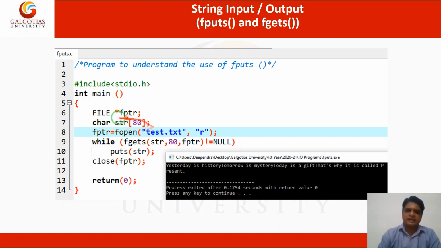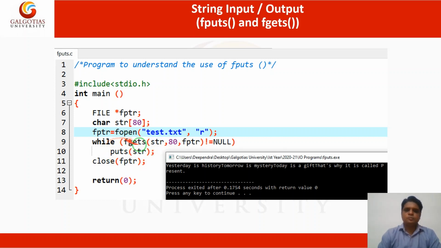fptr, we have created an array for the string operation. We have opened a file text.txt in reading mode. Now the important section is fgets: this is the str, 80 characters, and fptr. From the file pointed to by fptr, it will fetch 80 characters, and these 80 characters will be stored into str, and this str will be shown on the console the first time.